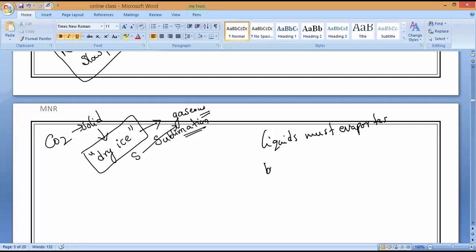Please remember, solids do not vaporize easily. Then which technique can we use? Please respond. We can use only evaporation. So evaporation also we cannot use for all solids dissolved in liquids.